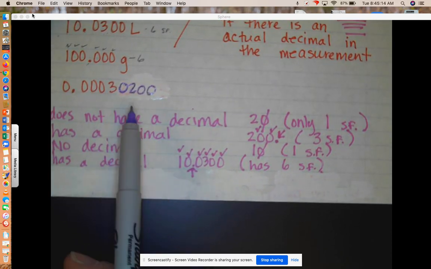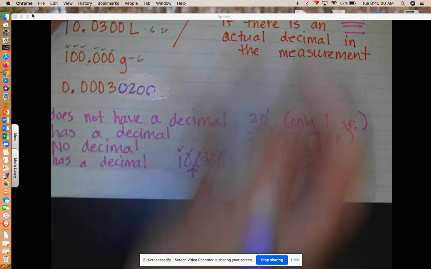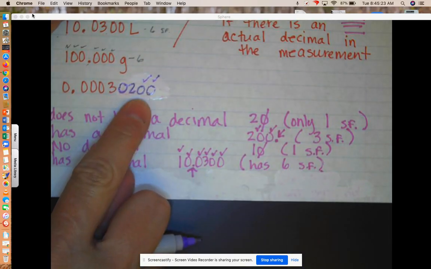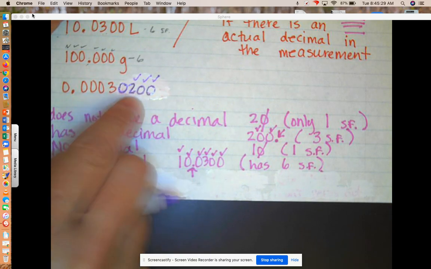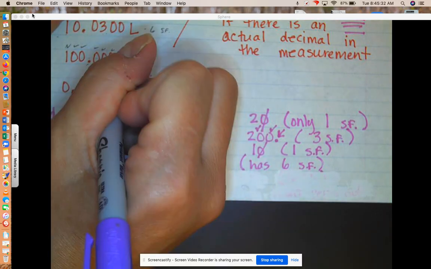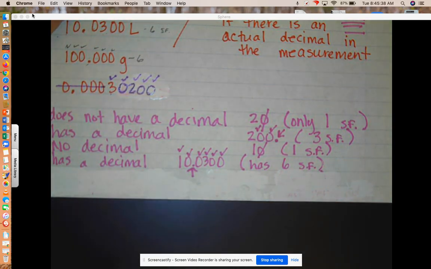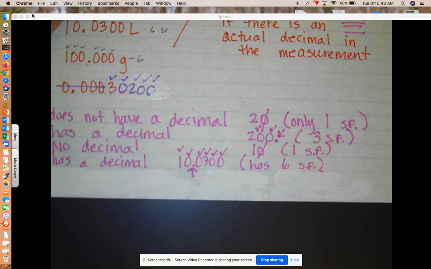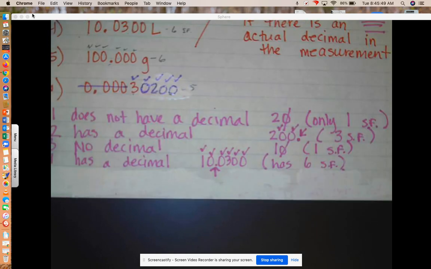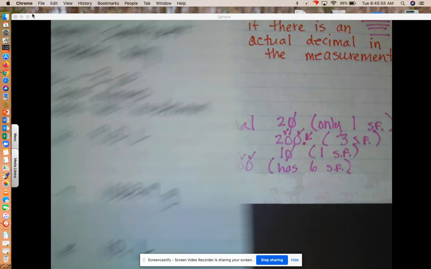So first off, I'm going to notice, do I see a decimal? Yes, there is a decimal, which means this one and this one would count. These are my trailers. Does the 2 count? Yes. Zeros between 2 numbers? Yes. The 3? Yes. Zeros in the front? Never. Never. Those never count. So this one has 1, 2, 3, 4, 5. 5 sig figs.